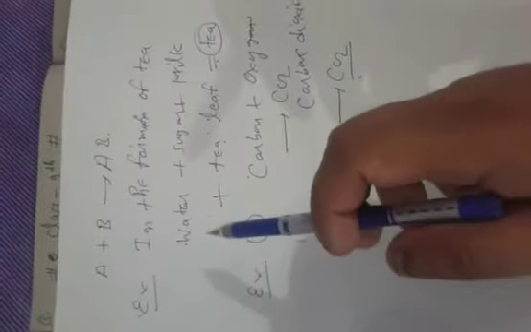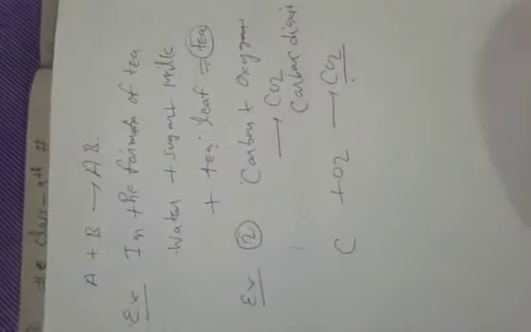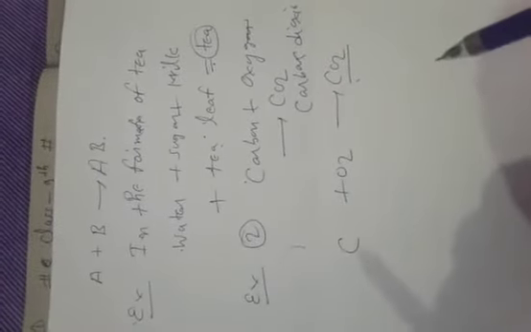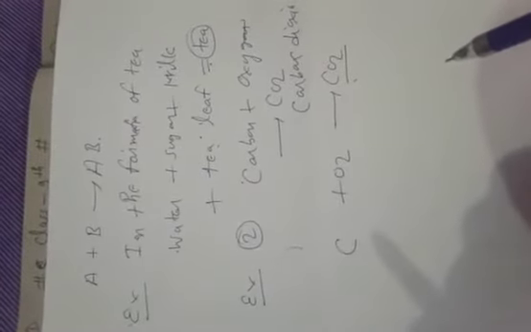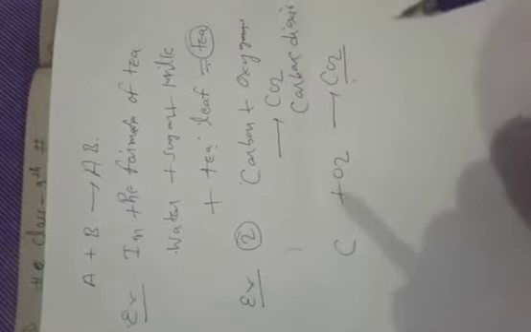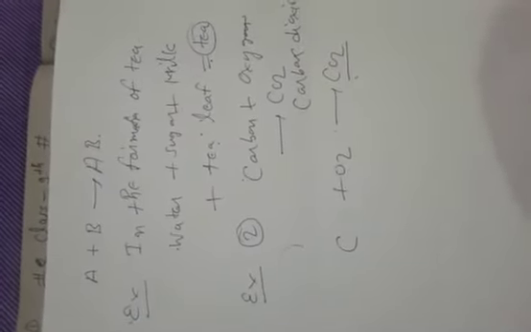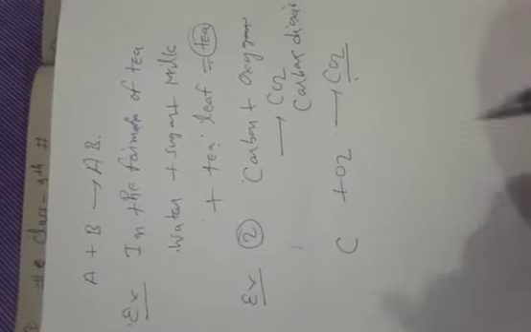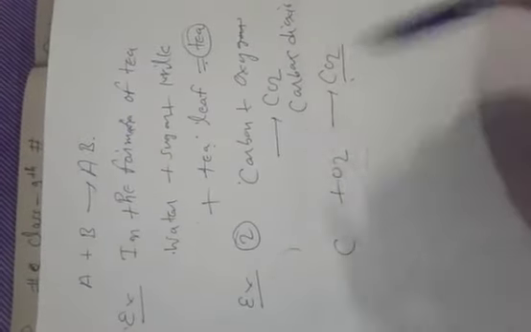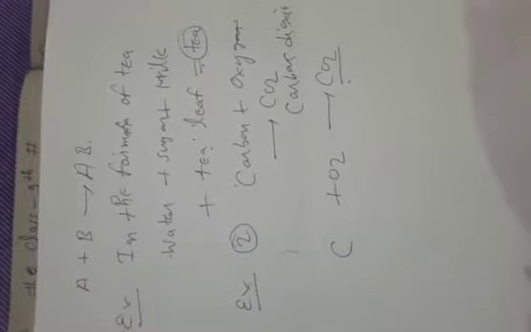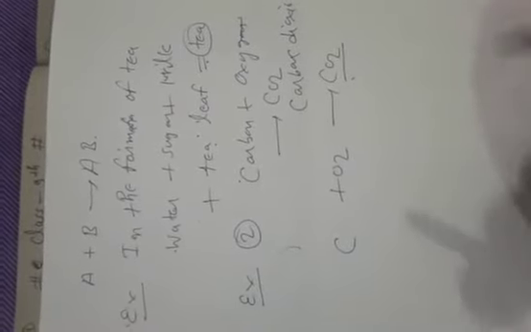Suppose an example. In the formation of tea, water, sugar, milk and tea leaf react to form tea. This is an example of a chemical reaction. The second example is C and O2 to form CO2. This is another example of a chemical reaction.